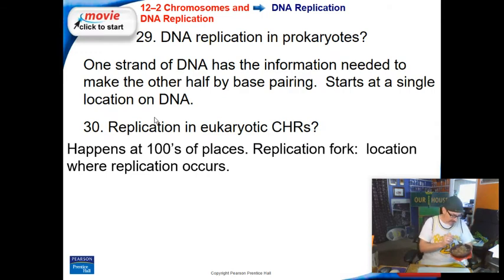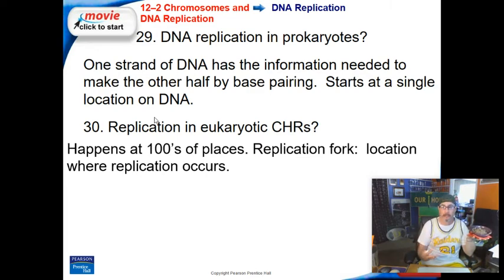It's a DNA replication in prokaryotes. It's a lot simpler than it is in eukaryotes. One strand of DNA has the information needed to make the other half by base pairing. That'll make a little bit more sense at the end of these notes. And it starts at a single location. Okay, totally different than eukaryotes.